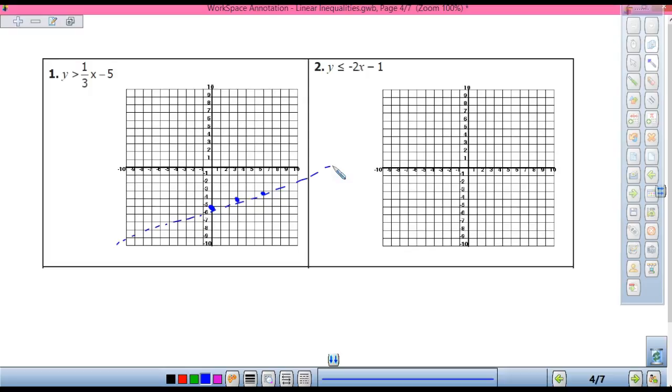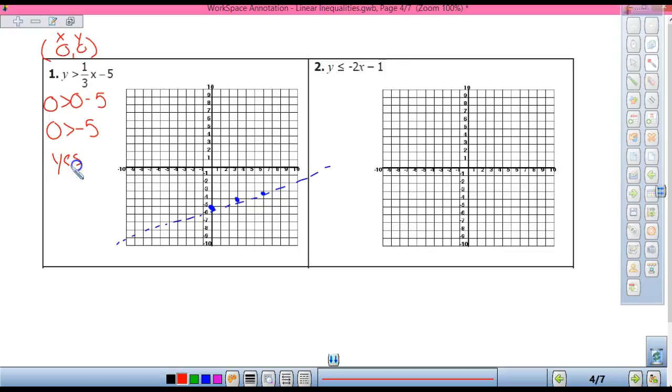Okay, now I think this is the hard part, trying to decide which way to shade. Is 0, 0 on my line? No, so I can use 0, 0. So I'm putting in 0 for x, 0 for y, just like I did on that last part. So it's saying is 0 greater than 1/3 times 0 minus 5? So is 0 greater than negative 5? Yes.